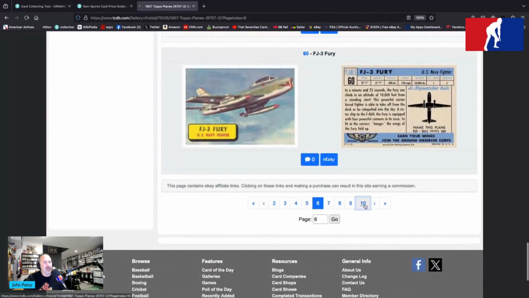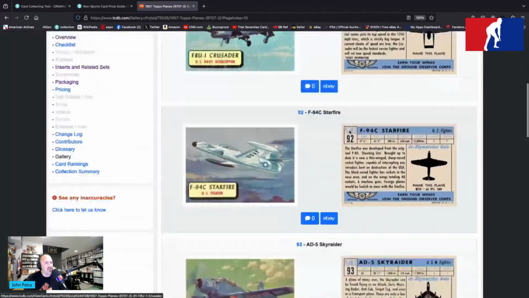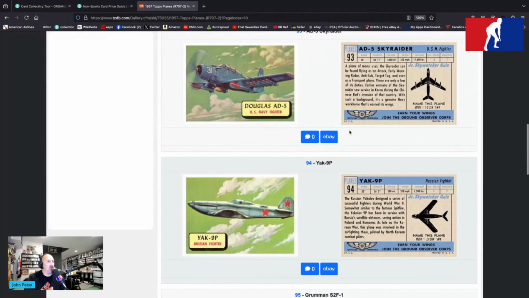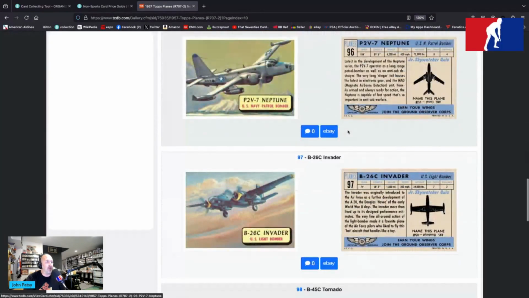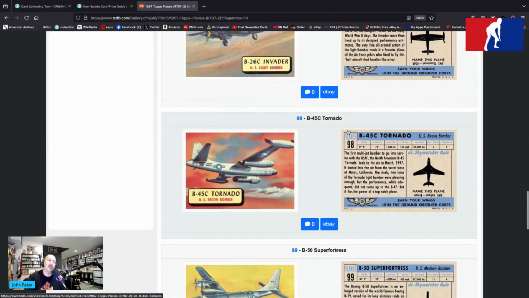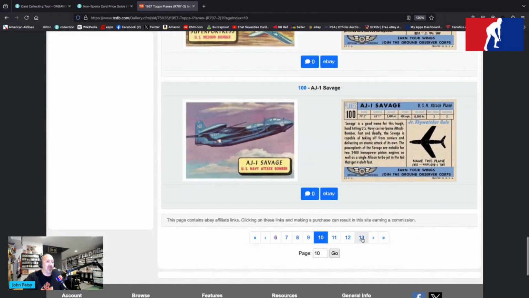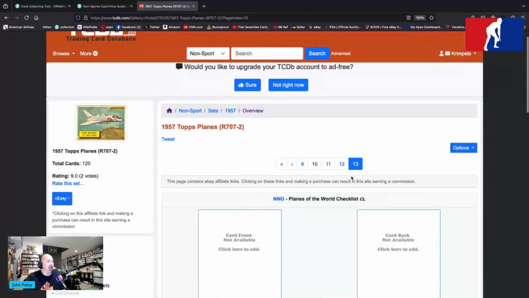We are in a Cold War, and we are trying to flex by showing maybe the Soviets our arsenal, as well as kind of showing their arsenal to let them know that, hey, we know a lot about your stuff, too. So here's our playbook. But we also have peeked under your blankets and looked at your playbook as well. So anyway, that is that. That's the 120 card R707-2, 1957 Topps planes series of trading cards.